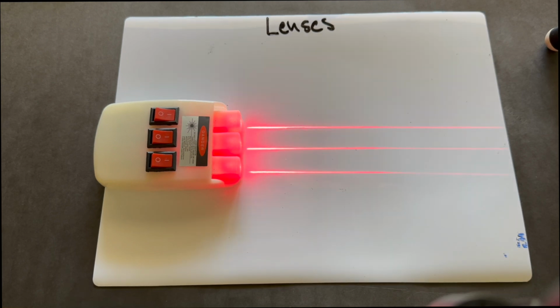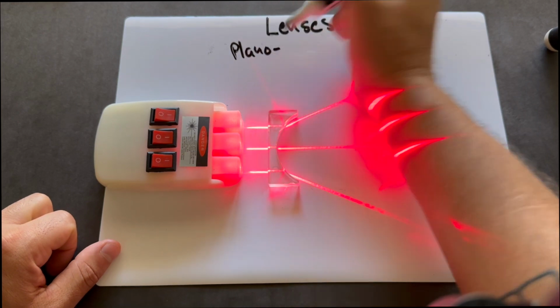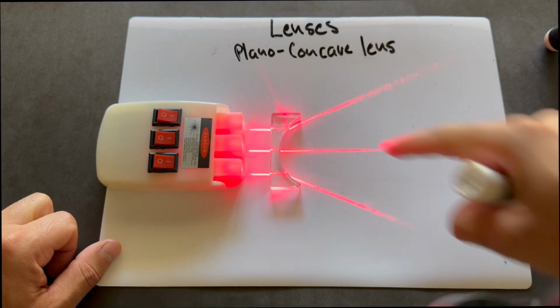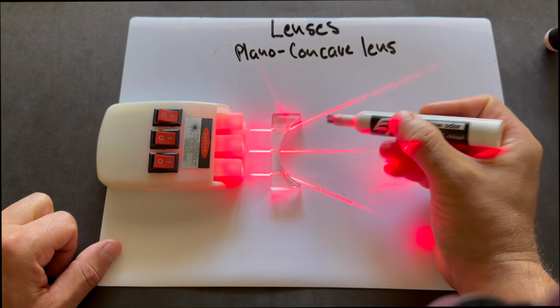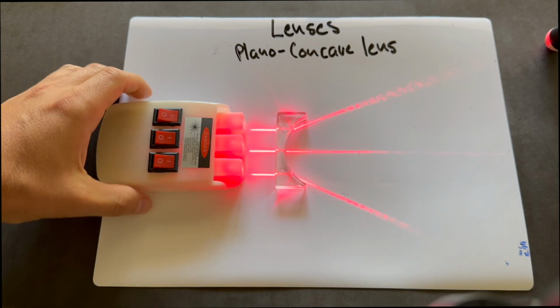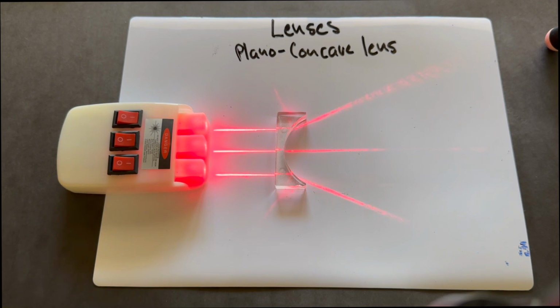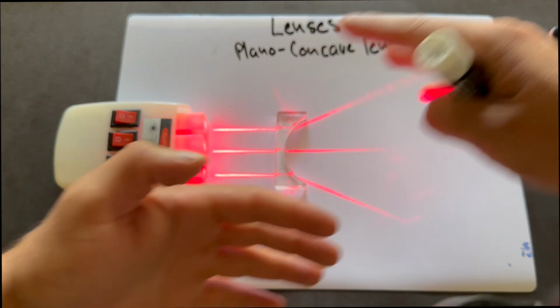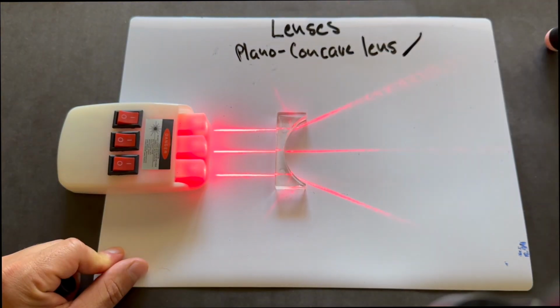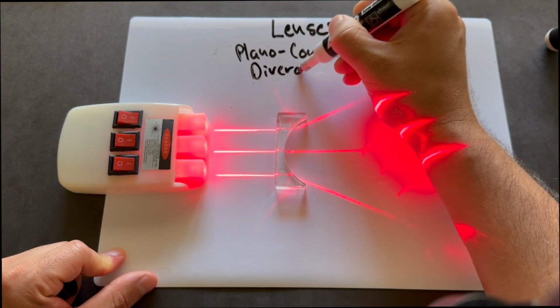Now let's bring another lens into the mix, and this is called a plano-concave lens. Again, one of the sides is a plane and the other is a concave shape, thus the name. So how do we measure the focal point of this one, right? Because this is really not focusing anything. It's taking that incident light and it's actually spreading it out. And for that very reason, this lens is also called a diverging lens.